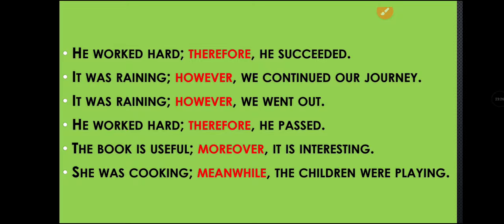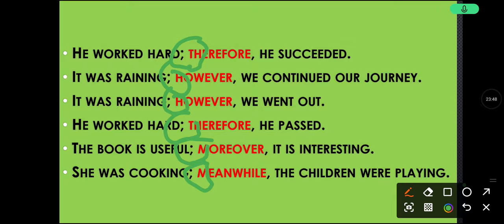So let us see some examples. He worked hard; therefore, he succeeded. It was raining; however, we continued our journey. My dear students, the speciality of conjunctive adverbs is that they combine two independent clauses, and after the first independent clause there is a semicolon. I want to show it here, just look at the circled parts. In every example, after the first sentence there is a semicolon.